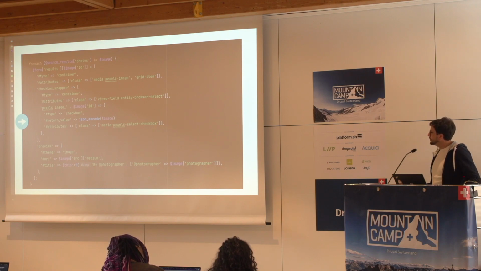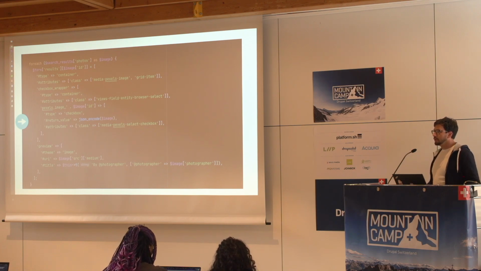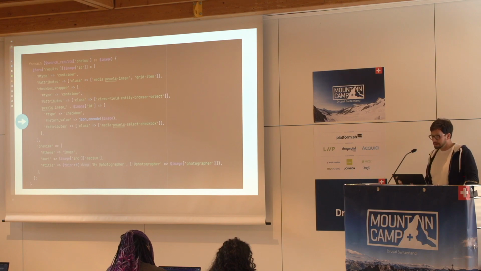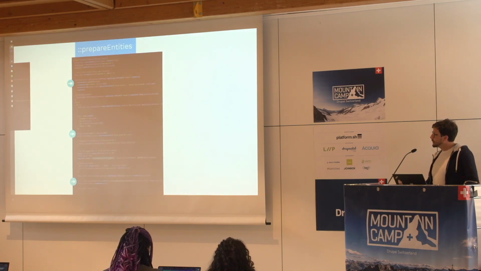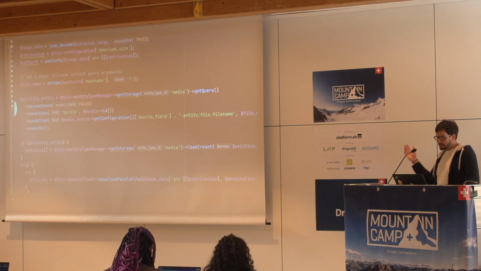We prepare the previews. One thing to note here is that they also have a limit on API calls. So we try to preserve as much data from the initial one, from the search one. And then in the prepare entities section, again, same as Bynder, we first check if we already have the assets locally. If not, we download the file via their API.